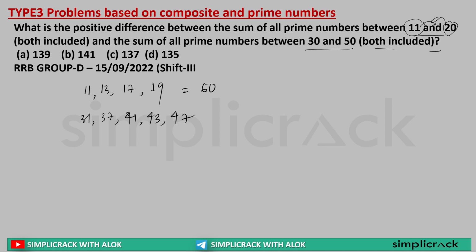Now, if I add all these numbers, what will happen? Sir, 47 plus 43 is equal to 90, plus 41 is 131, plus 37 is 168, plus 31 is 199. Okay. So what is the difference? 199 minus 60 is equal to 139. So what is the answer? Option A is the answer. Clear? See how easily we are solving such questions.